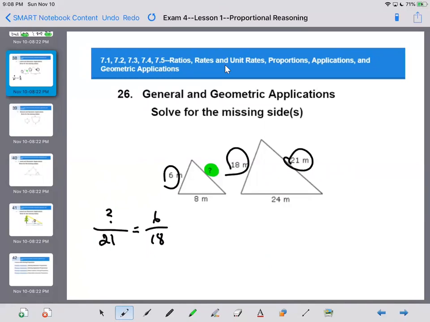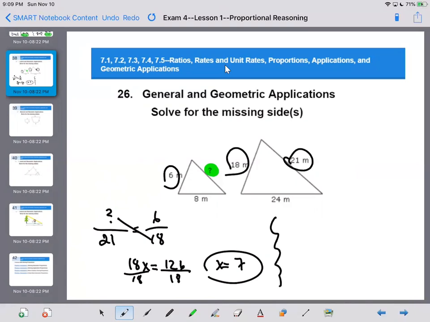So this would be 18 multiplied by x and 6 multiplied by 21. That would be 126. And when you take 126 and divide it by 18, you're going to get x equal 7. Or you could have taken, notice I did question mark to 21. I could do question mark to 8.